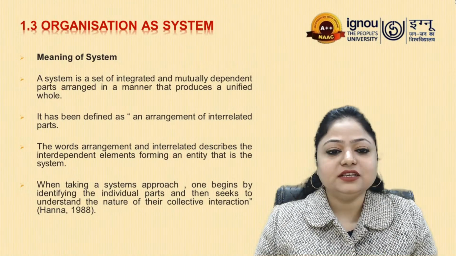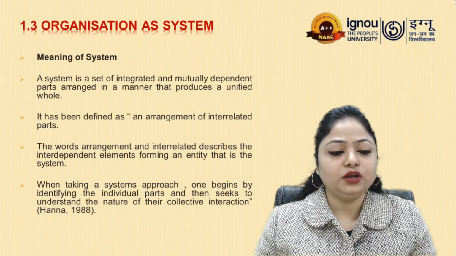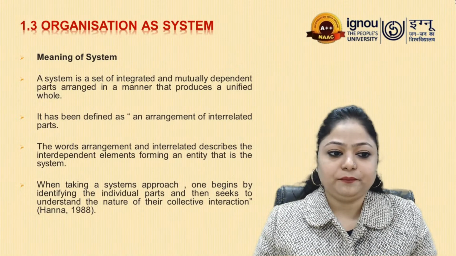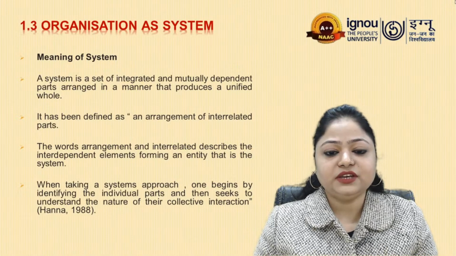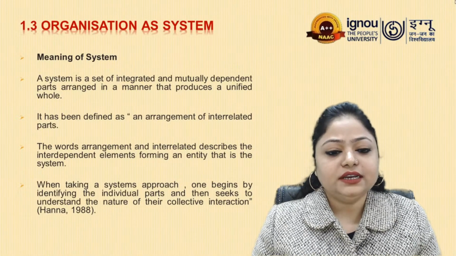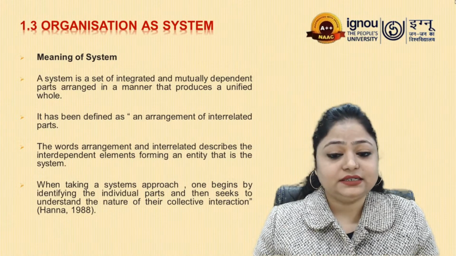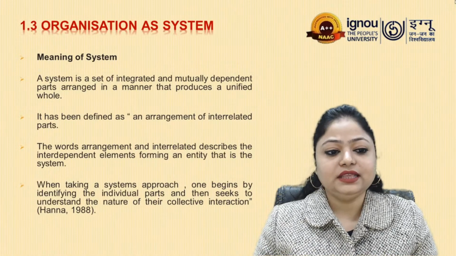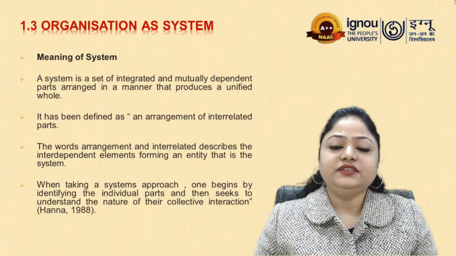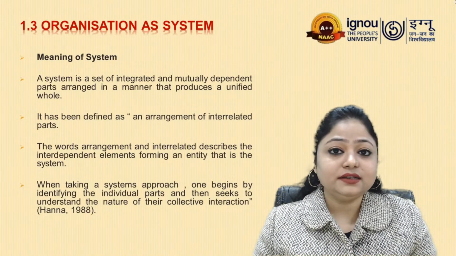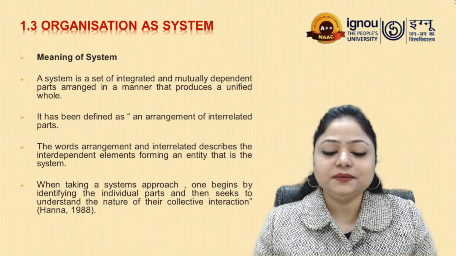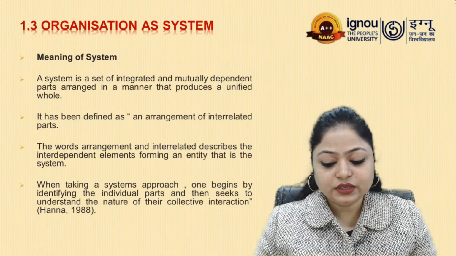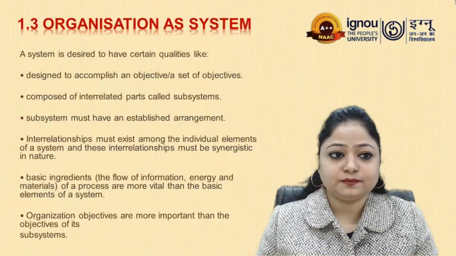So a system has various parts which are organized together, brought together, and integrated, and all these parts are dependent upon each other for the attainment of the overall goals and objectives of the organization. So the words arrangement and interrelated mean that there are interdependent elements forming an entity, that is the system. So when taking a systems approach, one begins by identifying the individual parts or subsystems and then seeks to understand the nature of their collective interaction. In this way we can understand an organization.